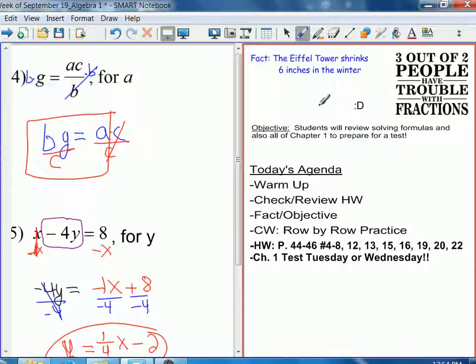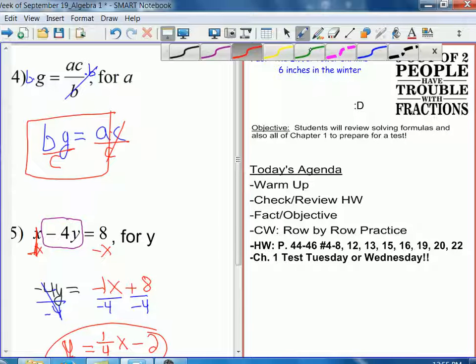Here's your fact. Eiffel Tower, because it's metal, actually shrinks because the metal contracts, and so much metal it shrinks 6 inches in the winter. If you can figure out why this is funny, I'll be happy. 3 out of 2 people have trouble with fractions.